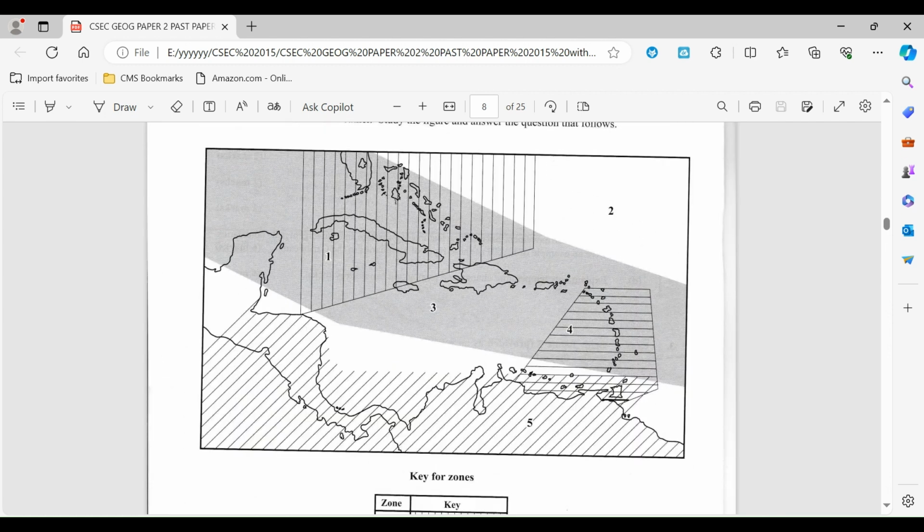So at 1 we have cold fronts. Remember that a cold front is where cold and warm air meet: cold air coming from the north and warm air from the Caribbean. That's where we have a cold front.